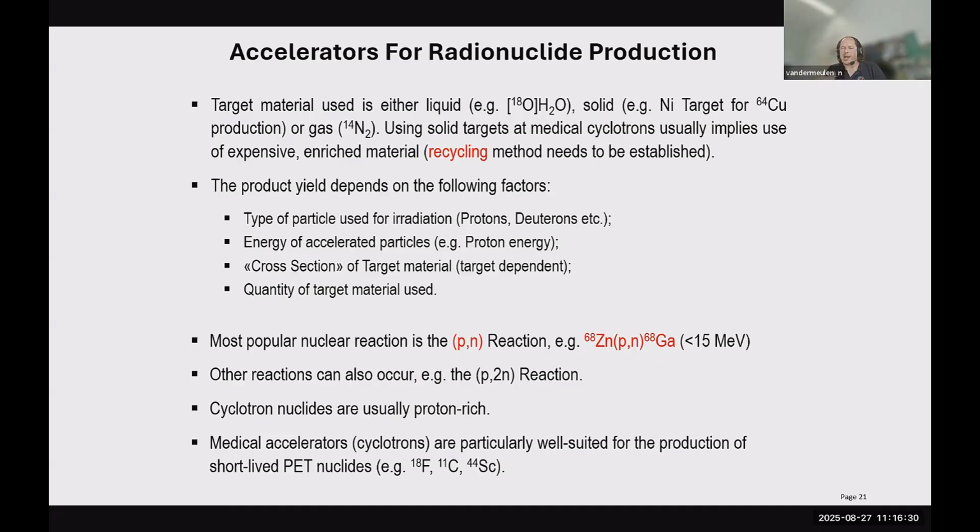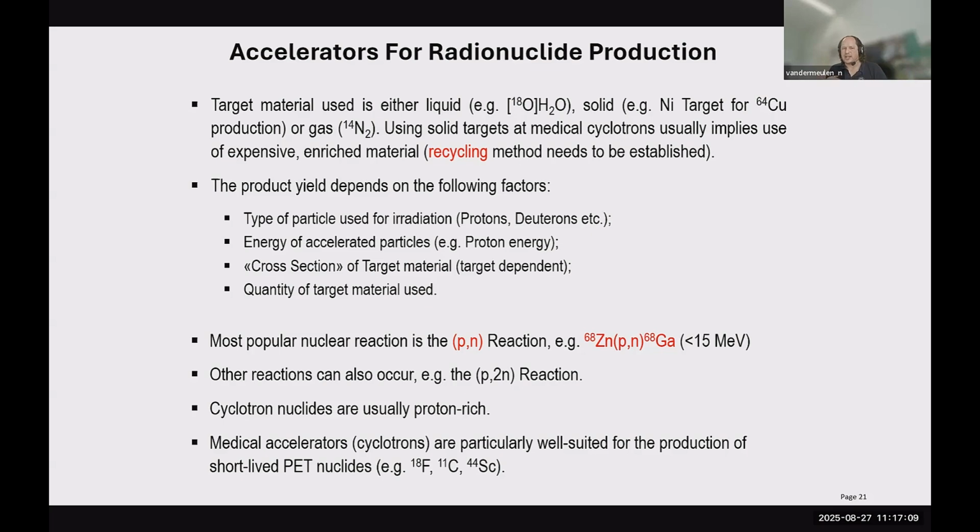So the most popular reaction at medical cyclotrons, because there are so many of them worldwide, is what they call the PN reaction. So it's the lower energy protons on target material. An example of that would be using enriched zinc-68, using a PN reaction to produce gallium-68. And that you would do at less than 15 MeV. Actually, closer to 13 MeV would be better, because it can also produce the side product of gallium-67. And that is also based on the enriched target material that you use.